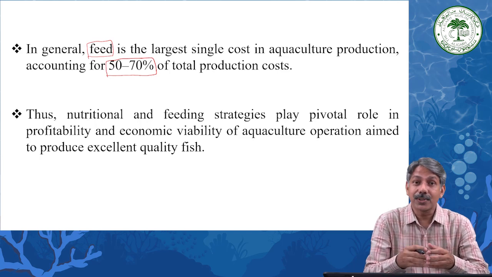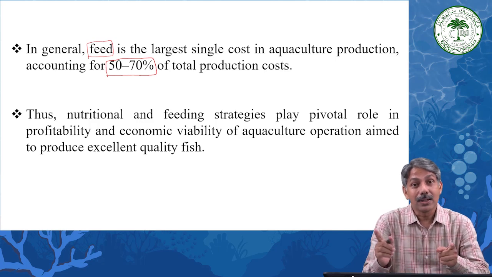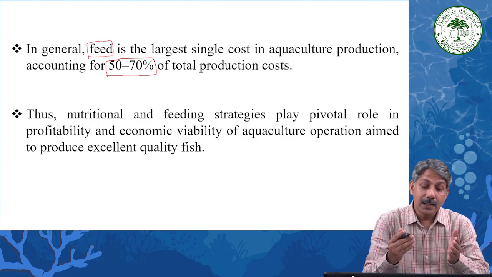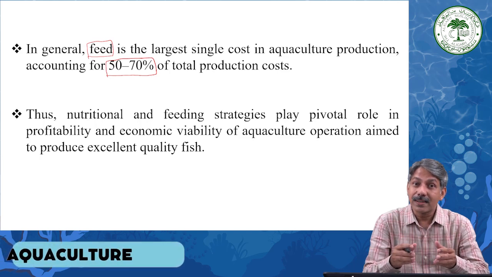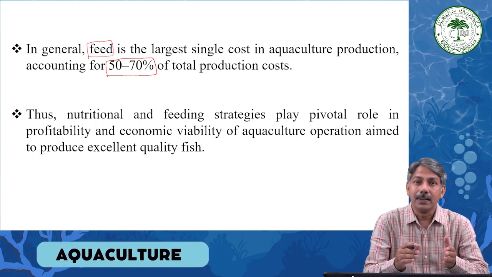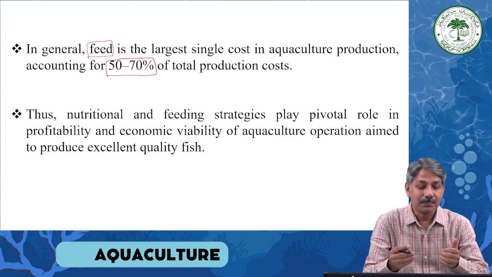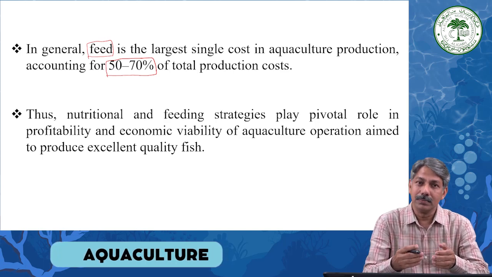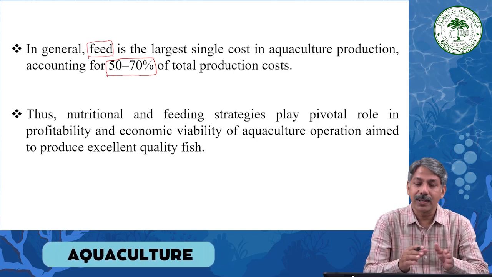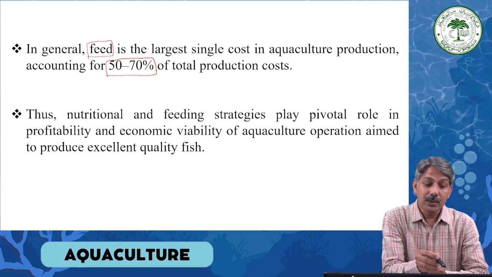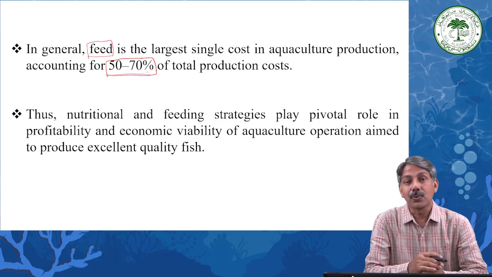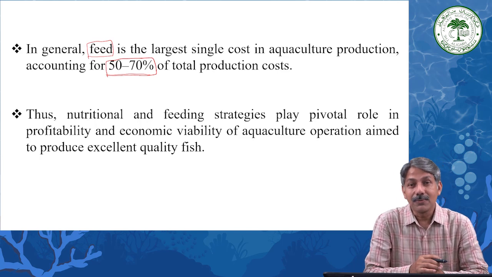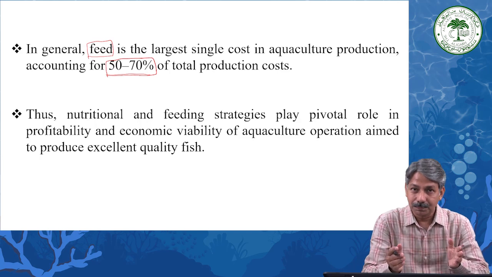Because you have to feed the fish daily. You have to feed the fish a nutritionally balanced diet because you are doing it commercially for some purpose. Then you have to feed the fish in a very responsible manner so that your aquatic ecosystem is not getting the organic load or the water quality is not deteriorated. Everything is to be taken care of. So when 50 to 70% of your total input cost is from the feed, then we need to have certain strategies to get the most out of it.